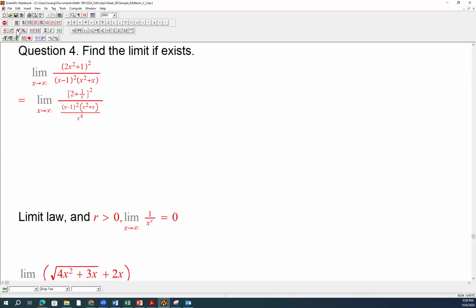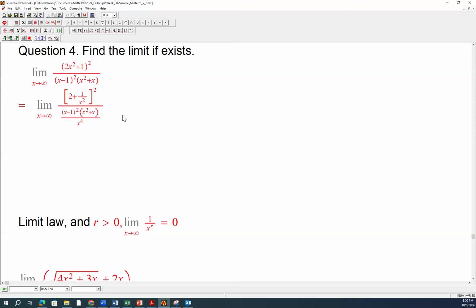Okay, x squared. So this way you don't need to FOIL. That's what we do on the top. Of course, we cannot apply limit law yet, but let's see what's on the bottom. On the bottom, I'm going to split it into x squared multiplied by x squared.